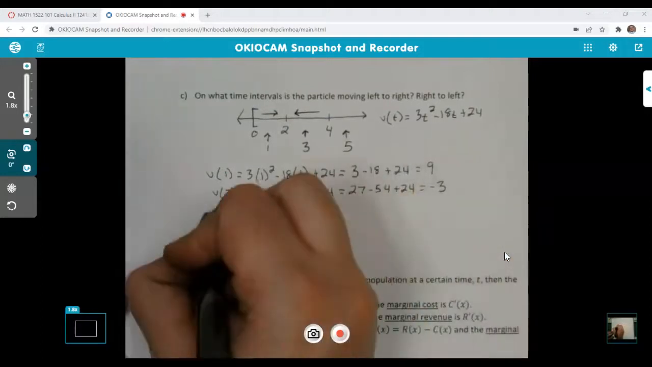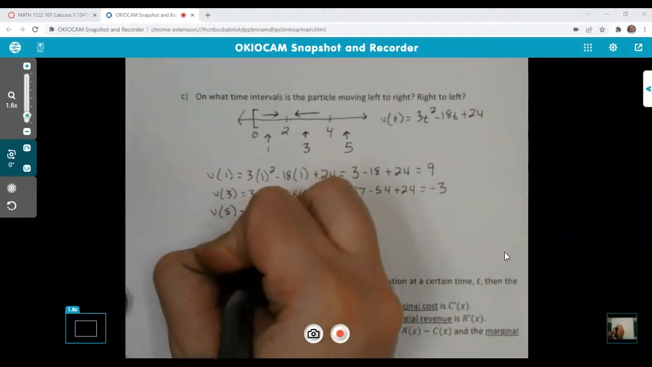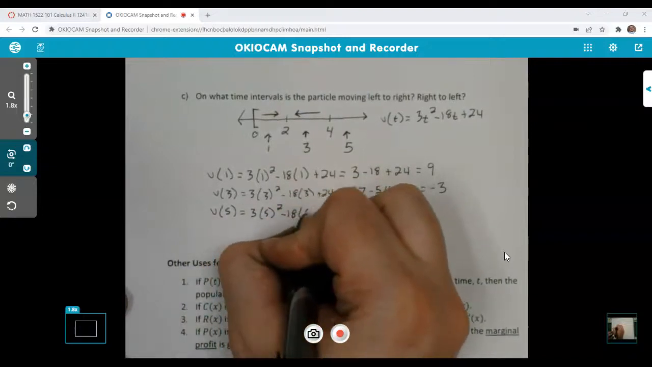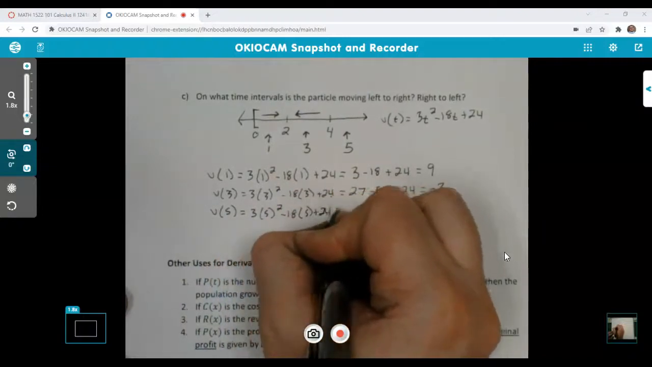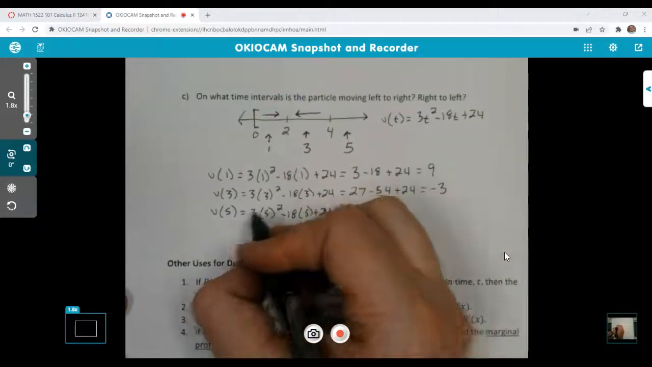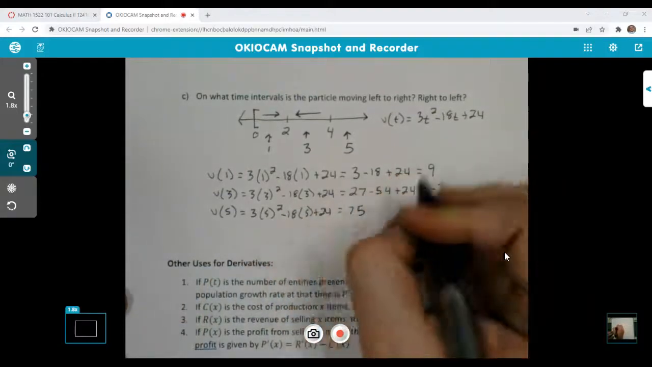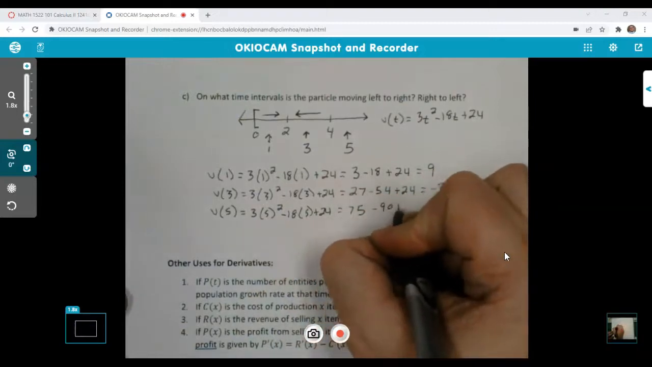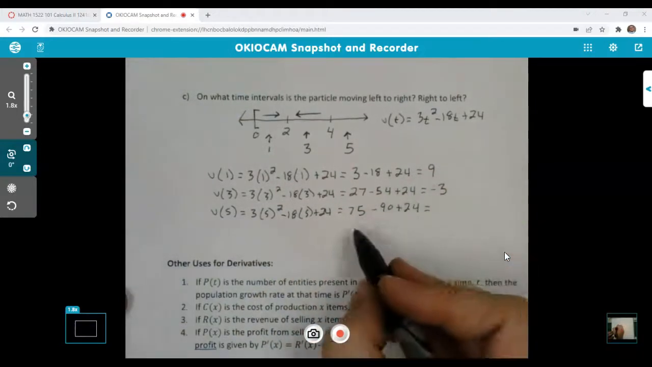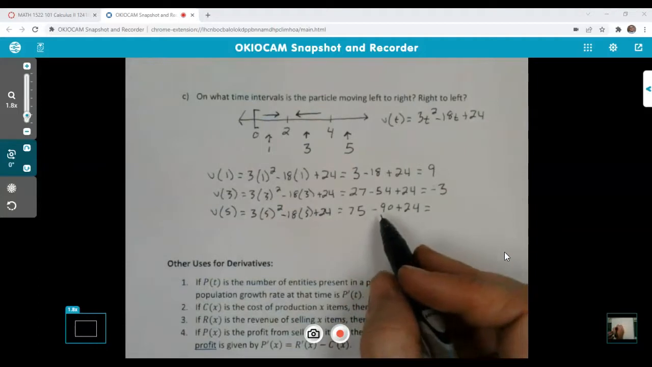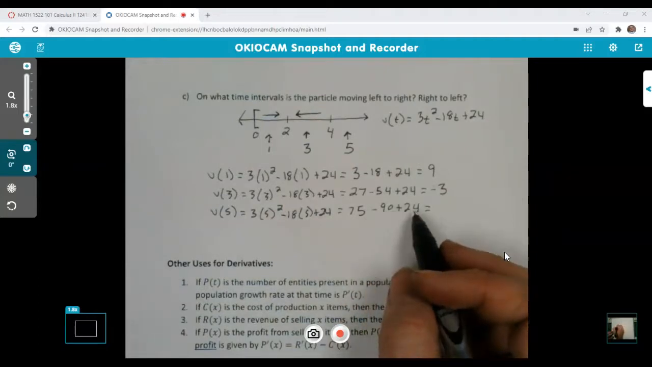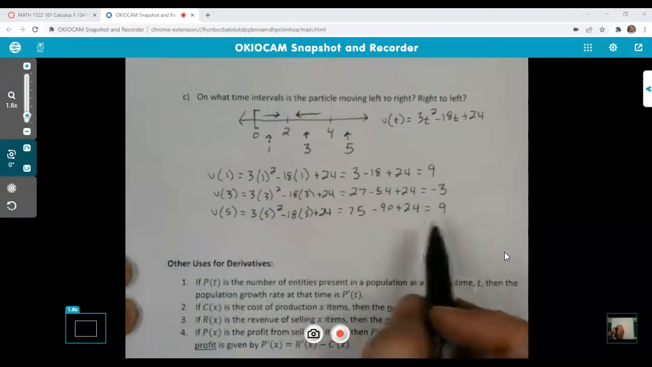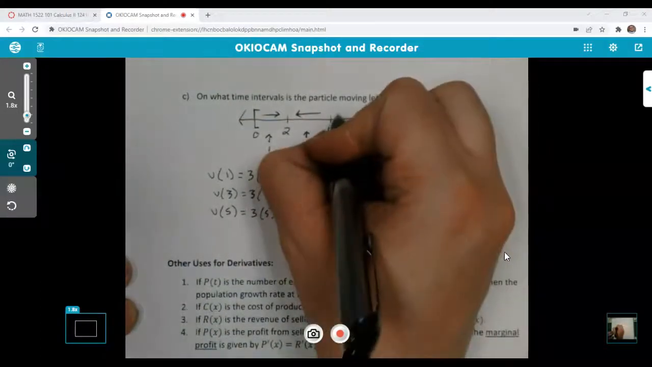Let's look at the 5 right here. V of 5 is 3 times 5 squared minus 18 times 5 plus 24. 5 squared is 25, times 3 is 75. 18 times 5 is 90, so minus 90, plus 24. 75 minus 90 is negative 15. Negative 15 plus 24 is again 9. So since v of 5 is positive, it's moving the positive way.